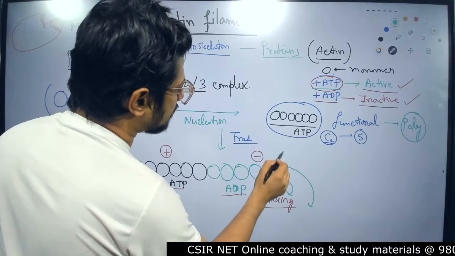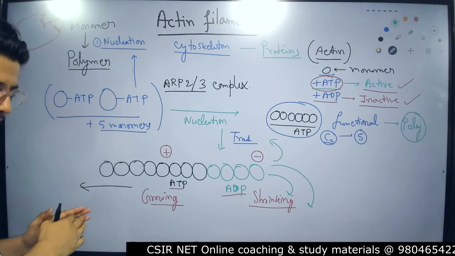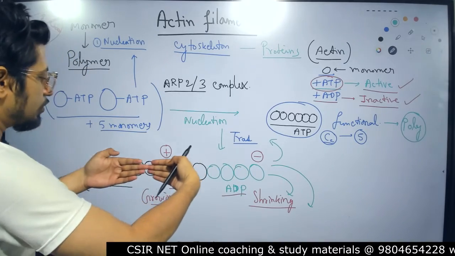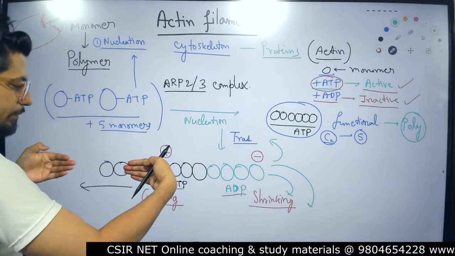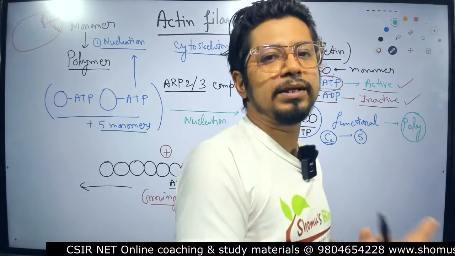So dissociation starts to take place from the minus end, association starts to take place from the plus end. In this way, the actin goes to the plus end, shrinks from the minus end, goes to the plus end, shrinks from the minus end. So this is the dynamics of actin, and this is known as the treadmilling effect.